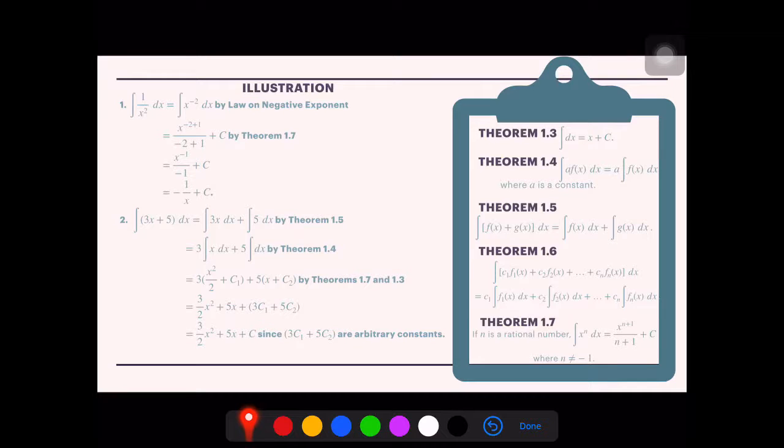Don't forget that x is actually an exponentiated term because when we say x, it has an exponent 1. Therefore, we can use this time theorem 1.7. So the antiderivative of x would actually be x squared over 2 plus the constant c1. We have x squared because the exponent of x, which is 1, will be added by 1, and its denominator would be the same exponent this time, which is 2.